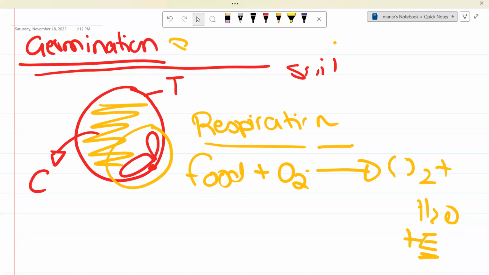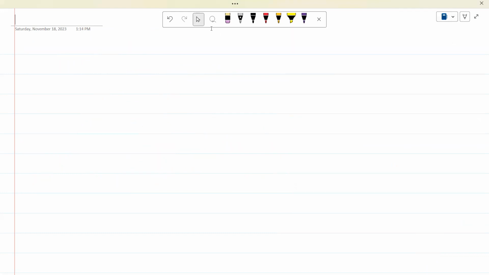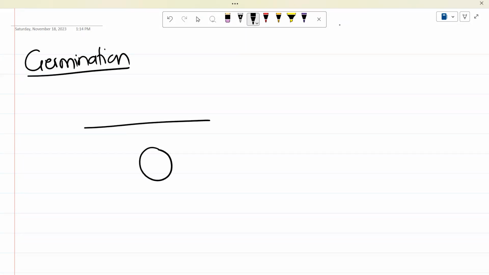Clear? So germination starts by which process? Respiration or photosynthesis? Respiration. Again, we are talking about germination in plants. Germination is after the ovules and the ovary have been fertilized and the fruit now has seeds, and this seed is put in the soil. I have a seed and it is inside the soil. This seed will grow into a baby plant.